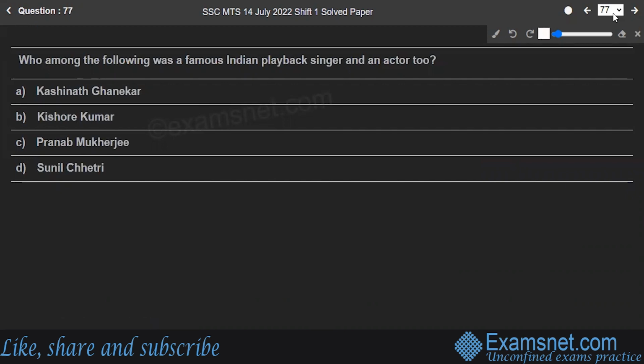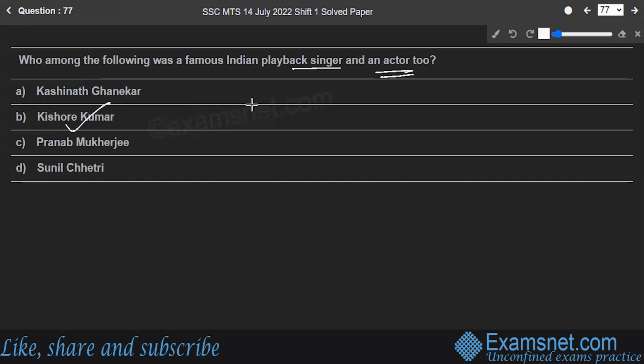Who among the following was a famous Indian playback singer and an actor too? Was it Kashinath Ghanekar, Kishore Kumar, Pranab Mukherjee, or Sunil Chhetri? Well, most of you must be knowing the answer to the question. Yes, it is Kishore Kumar. He was an Indian playback singer and actor too. He has been extensively seen as one of the finest and most dynamic singers in the history of Indian song.